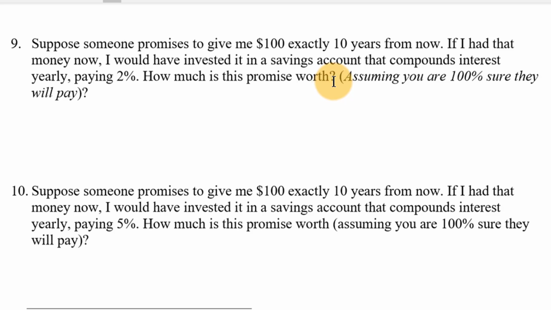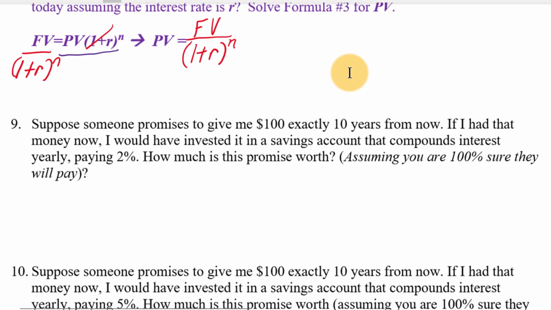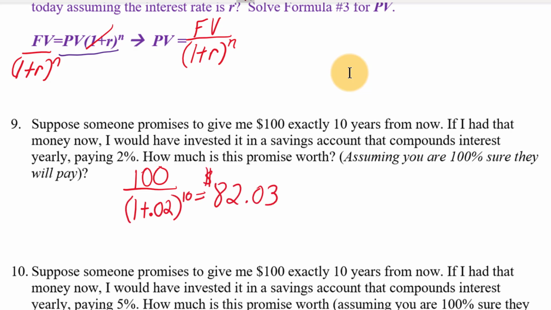How much is this promise worth, assuming you're 100% sure that they'll pay you off, that this person won't skip town? So just using our formula that we derived up here, present value equals that $100 in the future divided by 1 plus 0.02 to the 10, so $82.03. That tells you if you had $82.03 and you put it in the bank, earning 2%, then after 10 years, you'd have $100 in the bank account. So it tells you how much that promise in the future, 10 years from now, is worth to you today. Again, we're assuming they actually will pay us that money in the future.